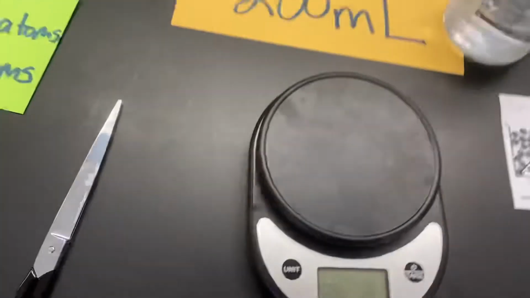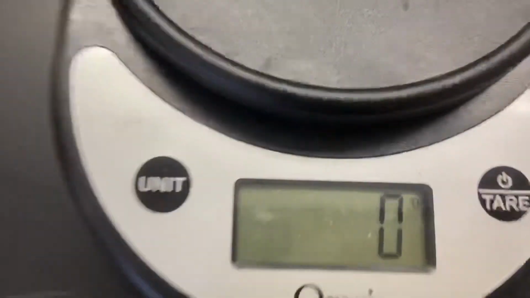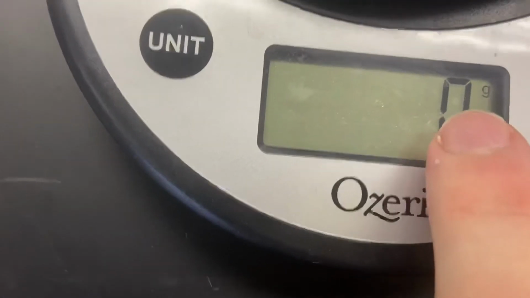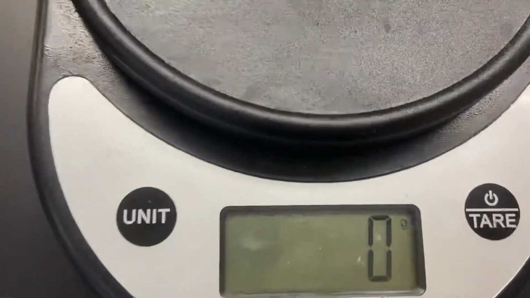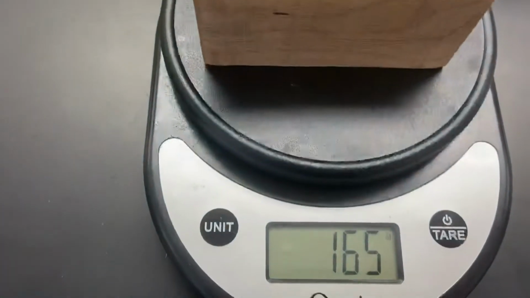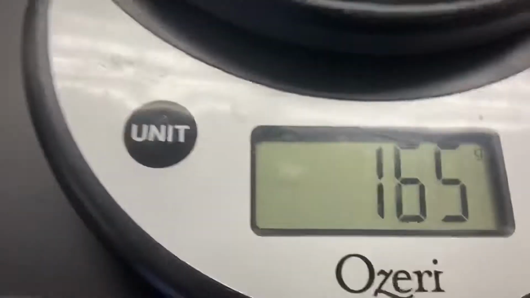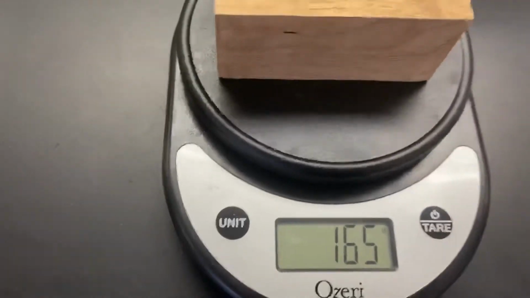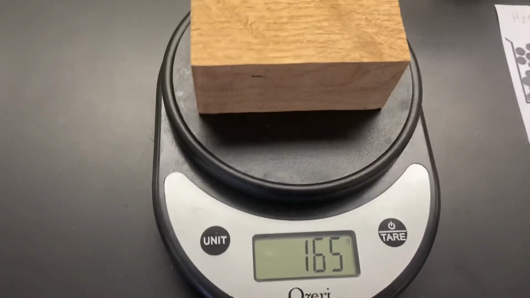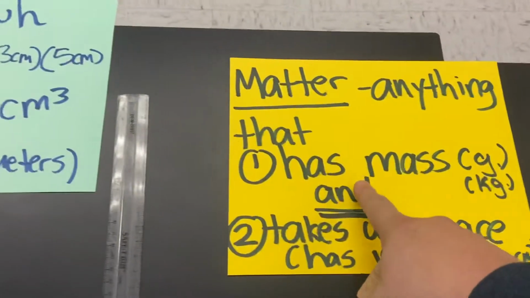Let's see. Here I have an electronic scale. We are going to use grams. We measure mass in grams. That is the scientific unit. If I put this block of wood on there, what is the mass of this block of wood? 165 grams. So, does this block of wood have mass? Of course. So, this block of wood has mass.